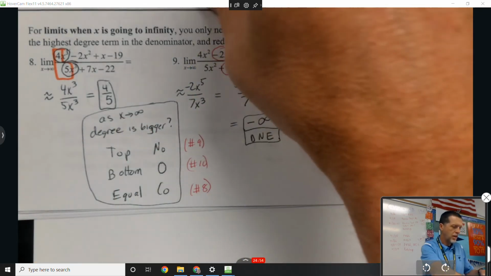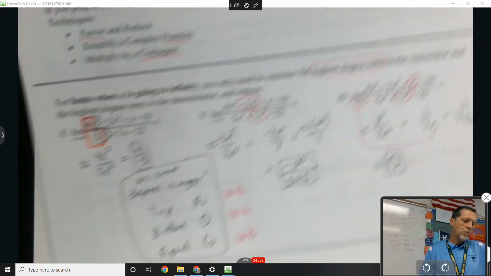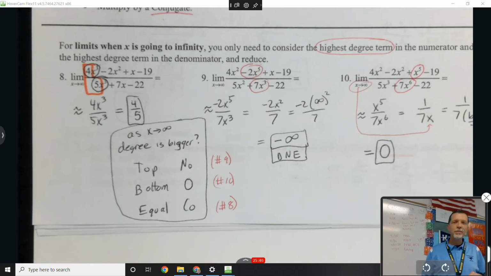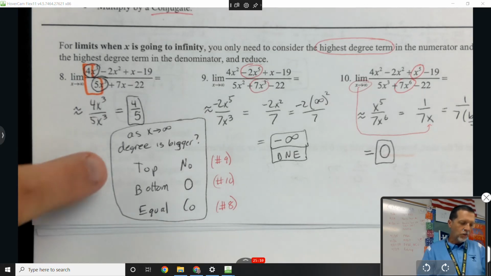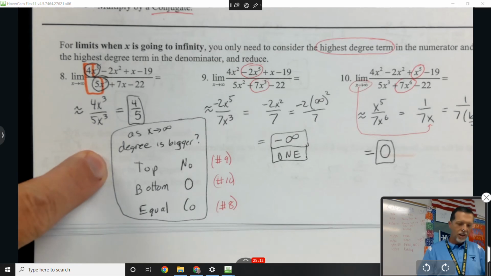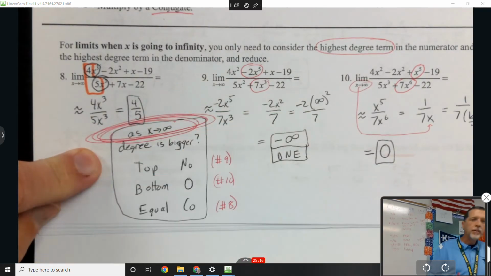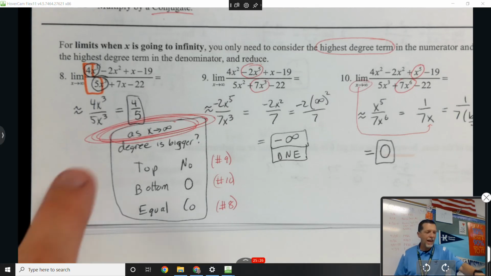All right, your assignment is the next worksheet, so worksheet 3 in the packet. Top no, bottom 0, equal co. I almost hesitate to show it because calculus students use that when they're not supposed to use it. It's only when x is going to infinity. Maybe I should emphasize that. Because they'll get a problem as x approaches 2, and they'll say, top no, bottom 0, equal co. Like, no. I'm glad you remember that, but only as x goes to infinity.